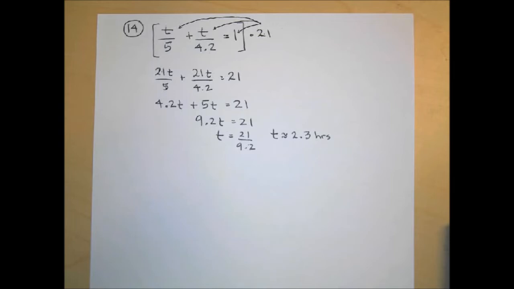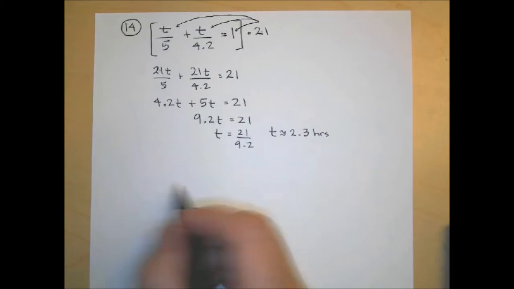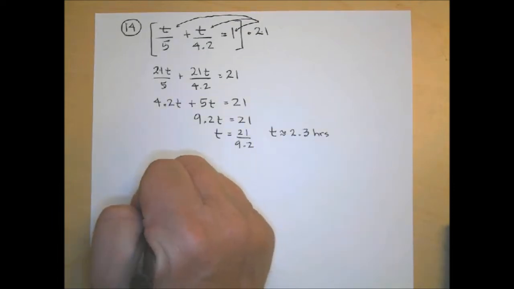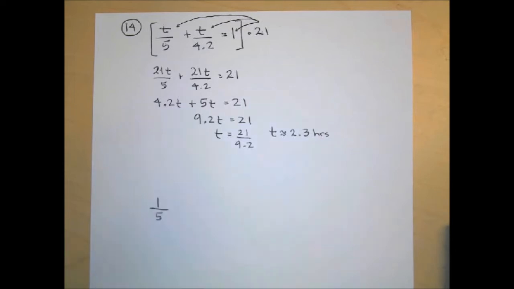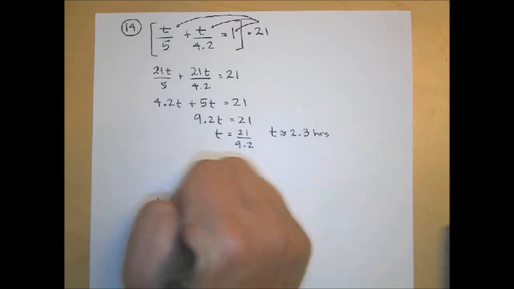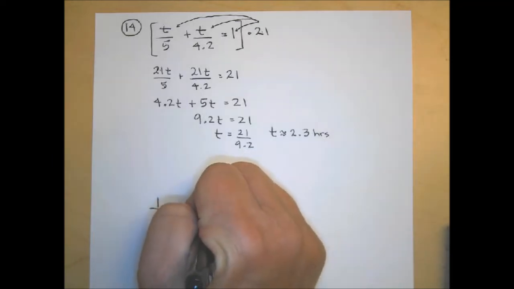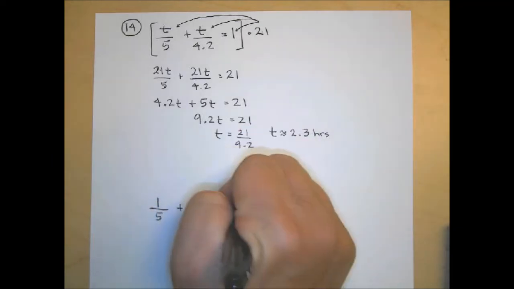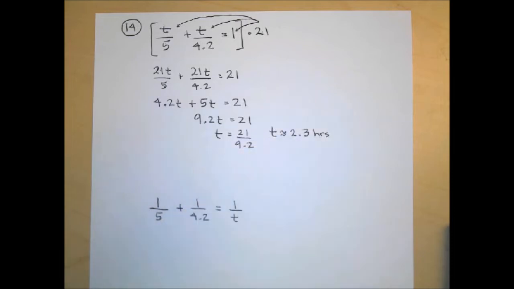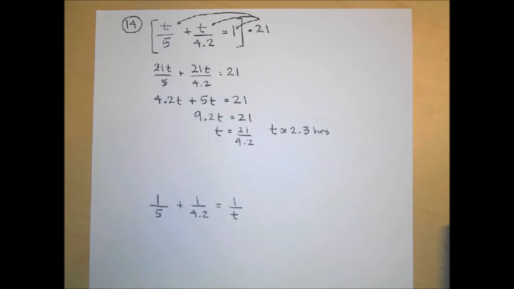Now, I said I was going to do this a couple of different ways. Okay? We have some teachers who have the problem set up like this. They take the rate of Johnny, which is if he can do the job in 5 hours, then he gets 1/5 of the job done each hour. And then when we add in Megan, her rate is 1 over 4.2, and the equal sign is 1 over t. So that's the way some of the other teachers set up the problem.